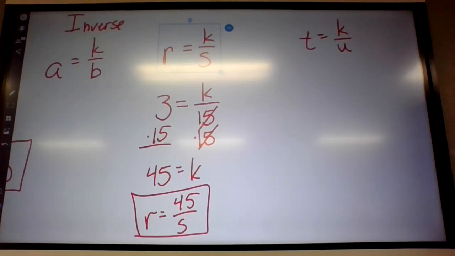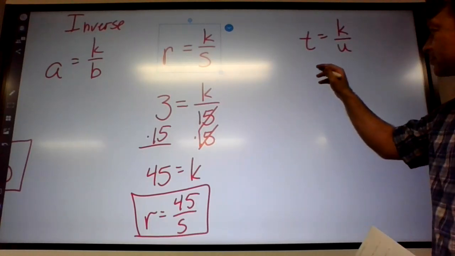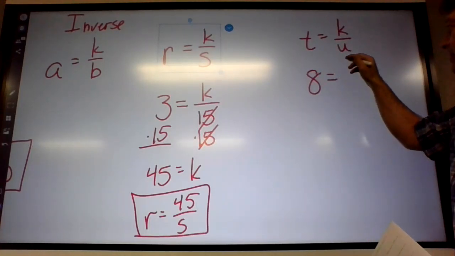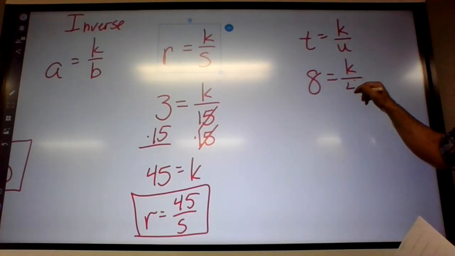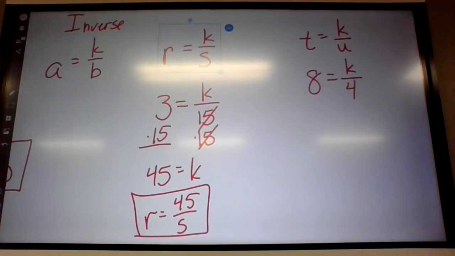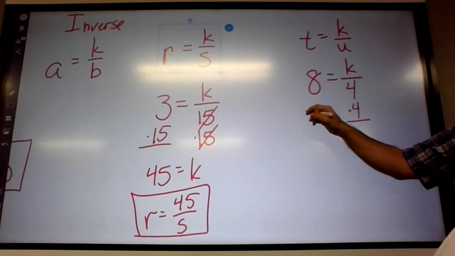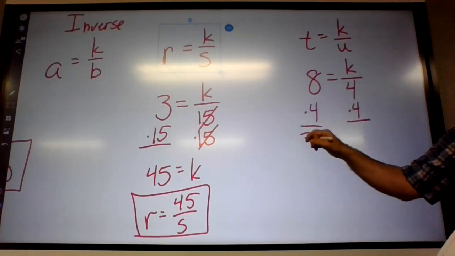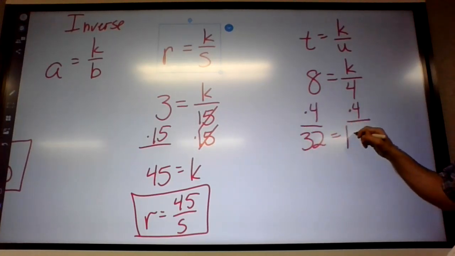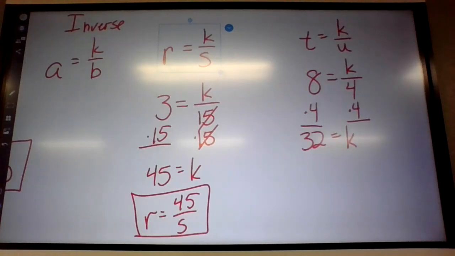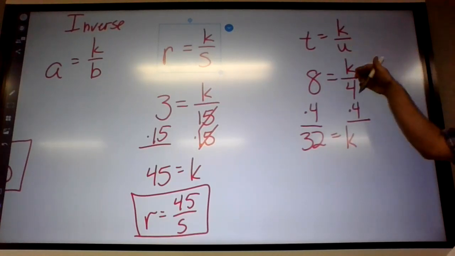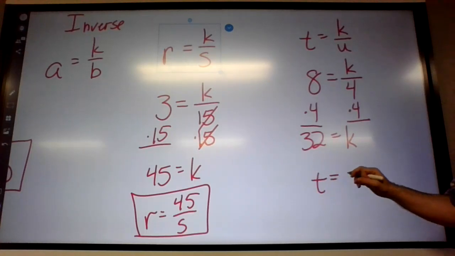Then it says when T is 8, U is 4. Times 4 to solve for K. All right, so now we know that K must be 32. We're going to rewrite the formula with K as 32.